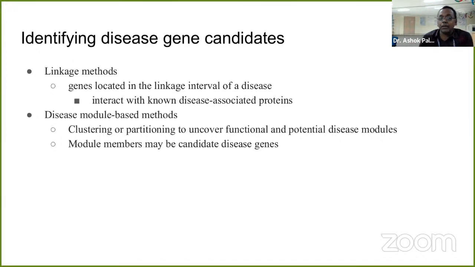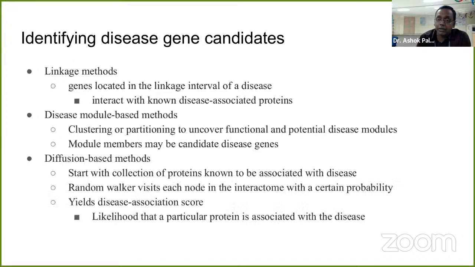The second way is we can use the disease module concept. Okay, so we have reconstructed a particular network, and then we cluster the network or partition the network into different modules. And where these modules contain known disease-associated proteins, then the interacting genes in that particular module also become candidates for disease genes. All right, so that is a module-based method. So 2 methods that use network knowledge. And third is the diffusion-based method.